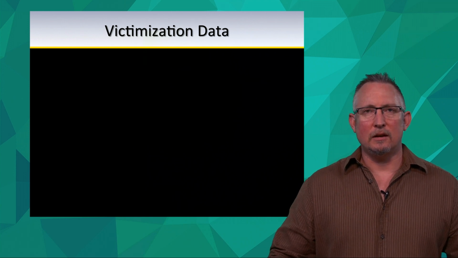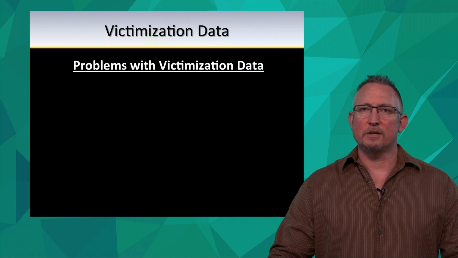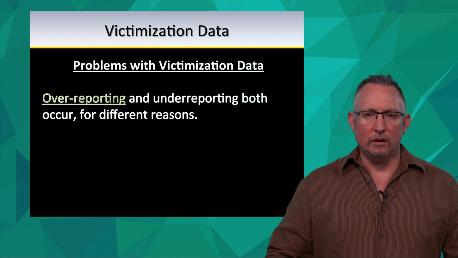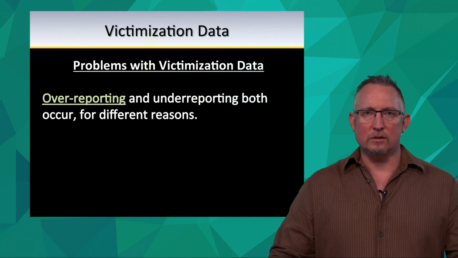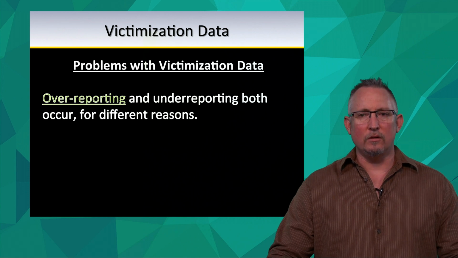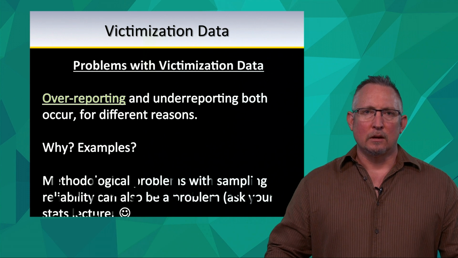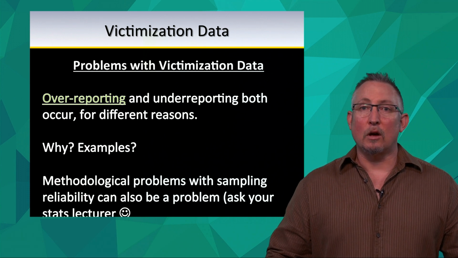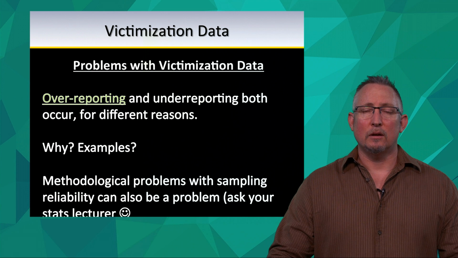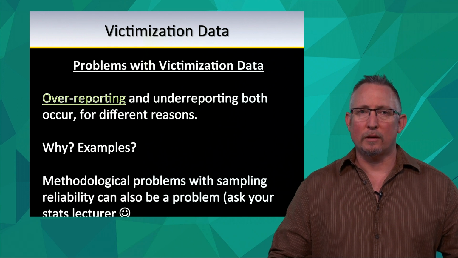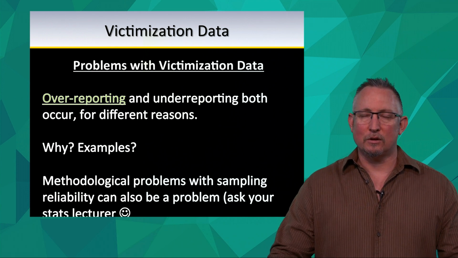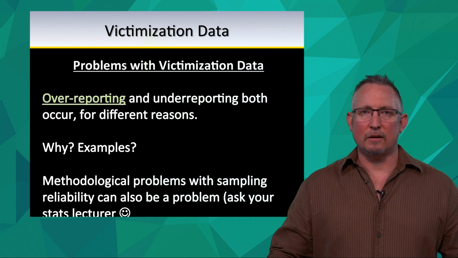As with offending data, there are some problems with victimization data. Overreporting and underreporting both occur for different reasons. There's a link there that goes a little bit more into the problems of overreporting and why. Methodological problems with sampling reliability can also be an issue. If you want to know more about that, ask your stats lecturer. I'm sure he or she will be happy to unpack that for you.